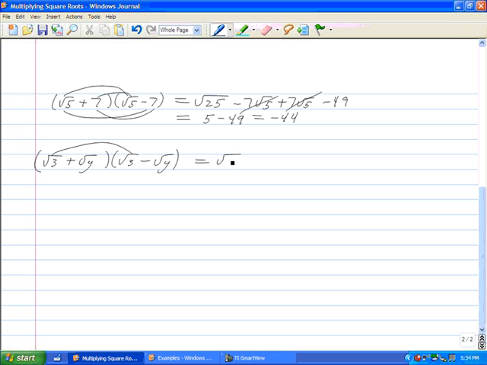First times first is square root of 9. Your outer product is minus the square root of 3y. Your inner product is plus the square root of 3y. Your last times last is minus the square root of y squared. So we see that the square root of 9 is 3. Again, the two next to each other cancel. And the square root of y squared is y. So again, we end up with no radicals. This pattern is a very handy one to use in later sections.